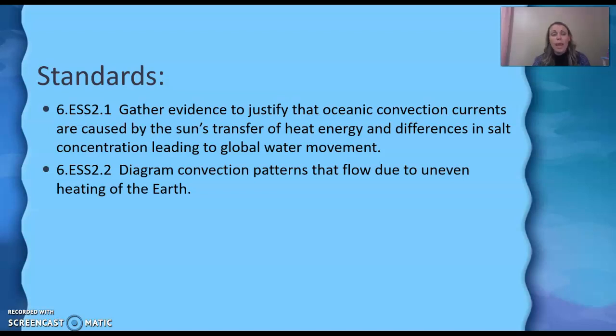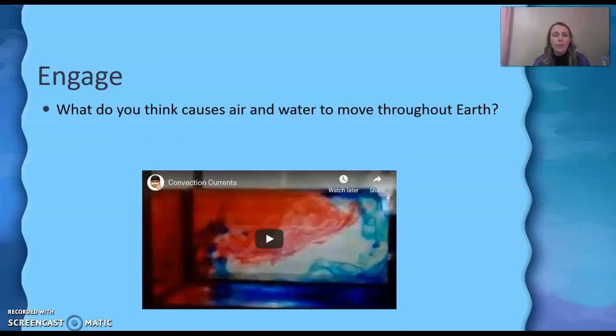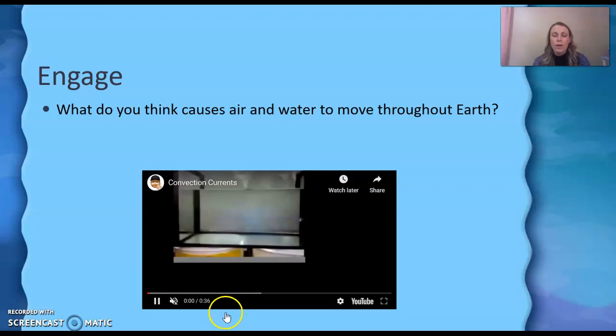That's a mouthful. And then 6.ESS 2.2 says to diagram convection patterns that flow due to uneven heating of the earth. Now, we may not have time to do all of this today. We may have to pick up on Monday where we left off. So what do you think causes air and water to move throughout the earth? We're going to take a look at this short video.